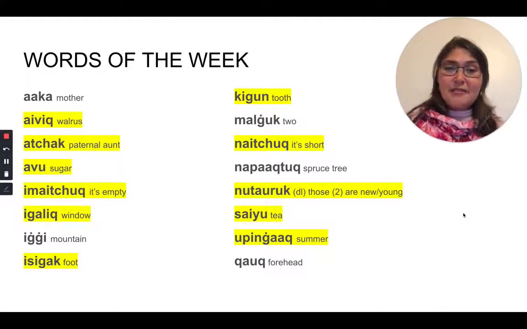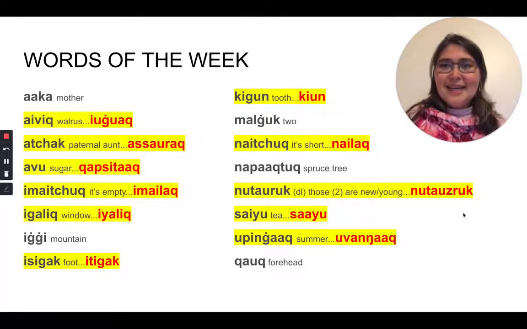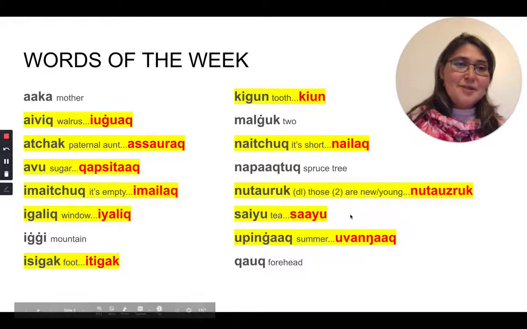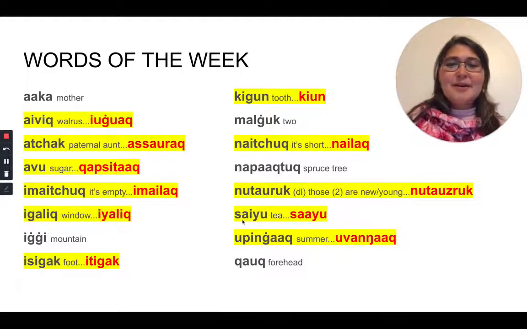I'm from Shishmraf, and I highlighted the words that we don't use. Instead, we use kyun for kigun, or we use iwok instead of ivek. If you look down here at sayu, for tea, we do use the word sayu, but if I saw it this way, I would pronounce it sayu instead of sayu.